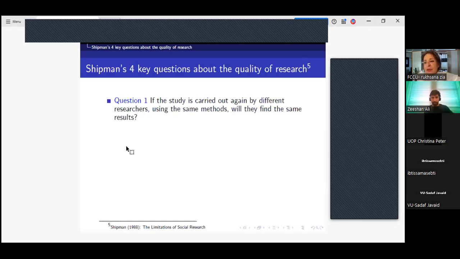Can we have more than one research question in quantitative research? I think yes. Why not? It depends on the length and scope of your study and how much you think you can manage in that scope.